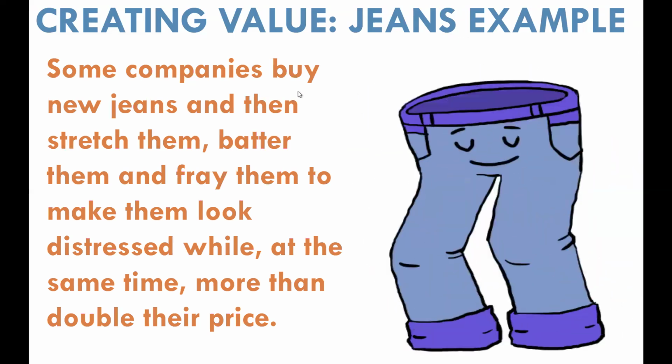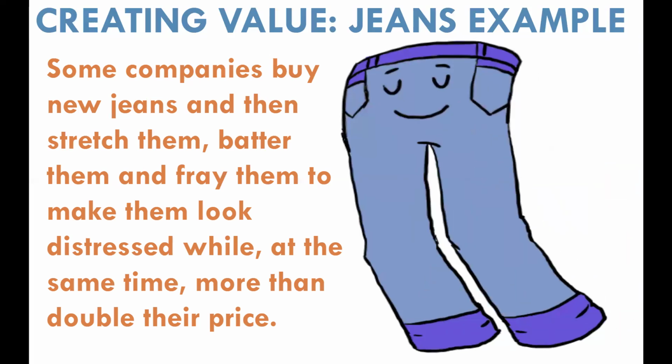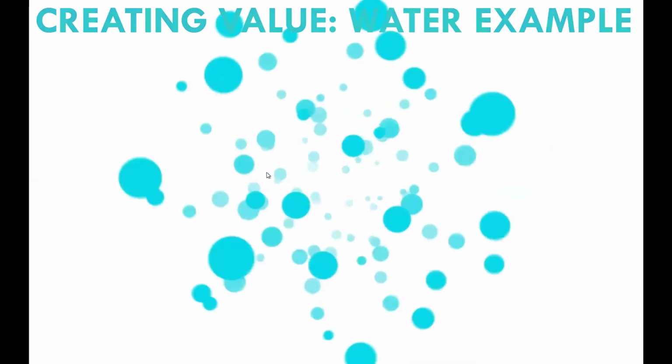The approach is to buy new jeans, then stretch them, better them, and fray them to make them look distressed, while at the same time more than double their price. So when you more than double their price, they're actually adding maximum value. This is the example. We have a lot of examples.